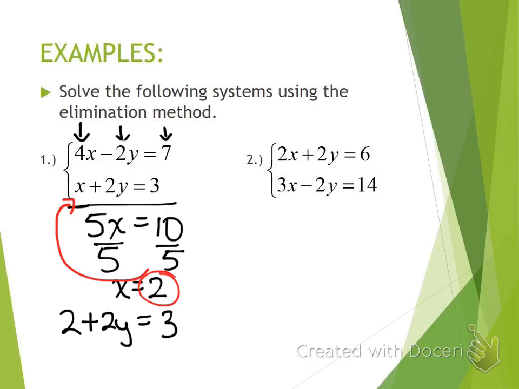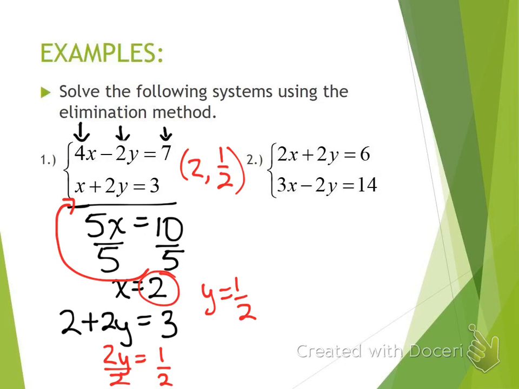How do we do that? Subtract 2 from both sides. If we subtract this 2 from both sides, we end up with 2y equals 1. And then to get y all alone? Y equals 2. No. Y equals 1/2. We divide by 2. Y equals 1/2. We still write it as an ordered pair. Ian, what is it? 2, 1/2. And that is our answer.